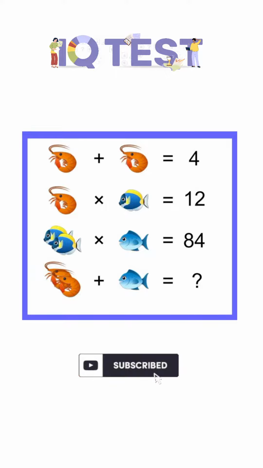So 84 divided by 12, and that will give us 7 for the blue fish. So the blue fish is 7. So now that we have the blue fish to be 7, the yellow one, or the red yellow one, is 6, and then we have the shrimp is 2.